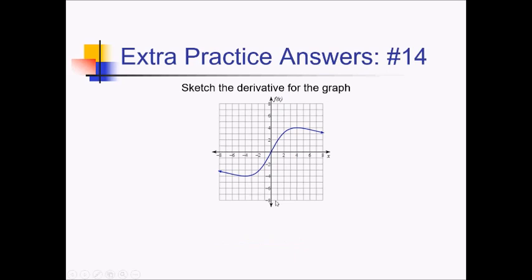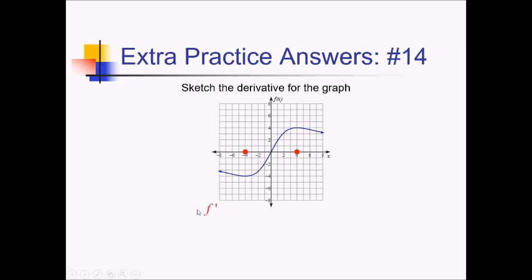To graph the derivative for this function, let me start with critical values. So I have a smooth turnaround right here at about negative 4. That means f prime has an x-intercept there. Another smooth turnaround at positive 4, or thereabouts. So another x-intercept for f prime.